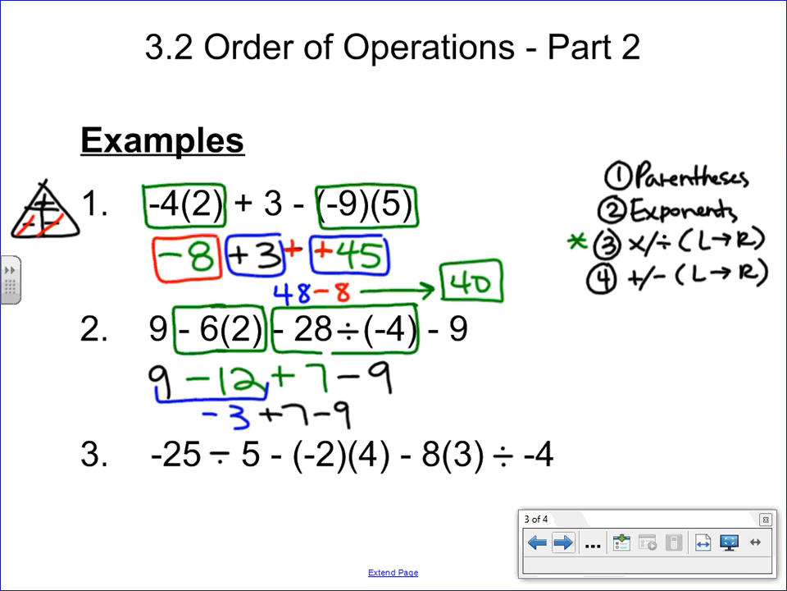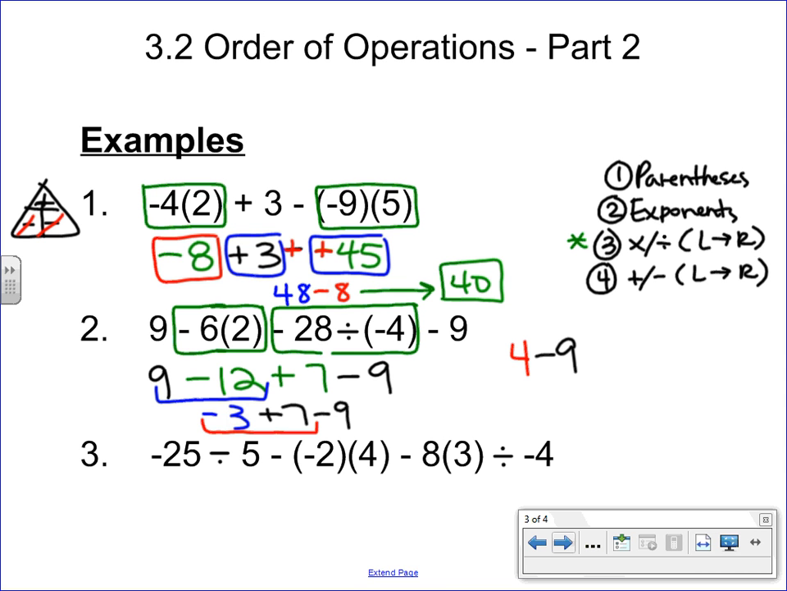Next, I'm going to do negative 3 plus 7. So 3 bad guys and 7 good guys means 3 of those bad guys are going to take out 3 of my good guys, but I'm still going to have 4 good guys left. So I've got a positive 4. And I'm going to write down my minus 9. That's still at the end of my problem.